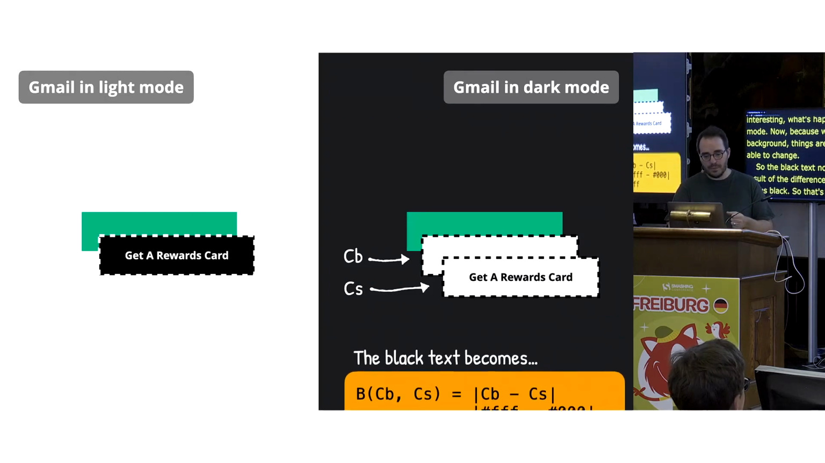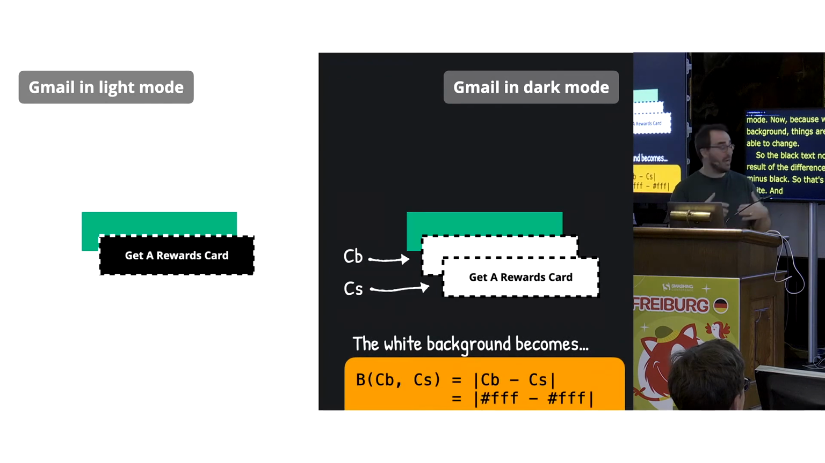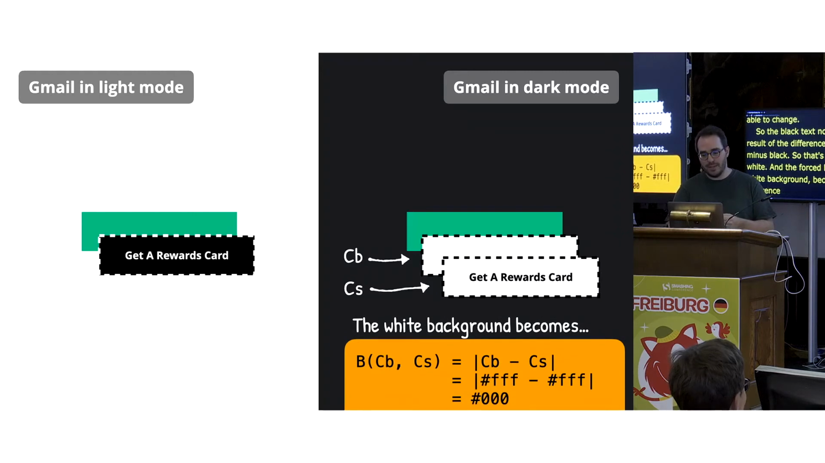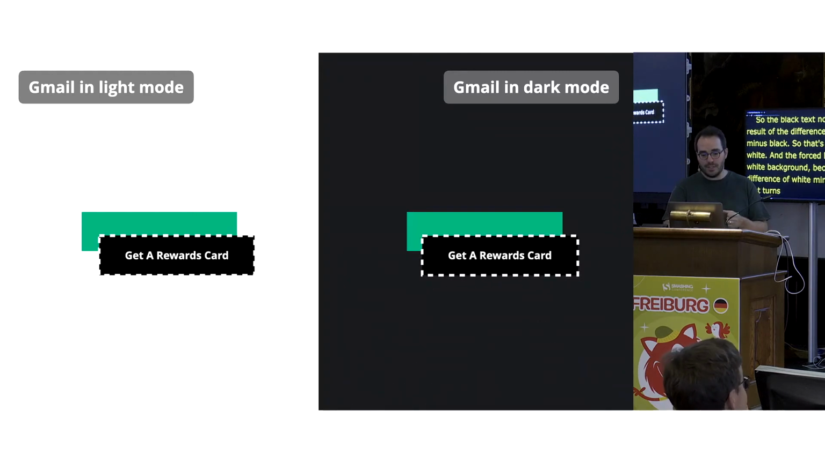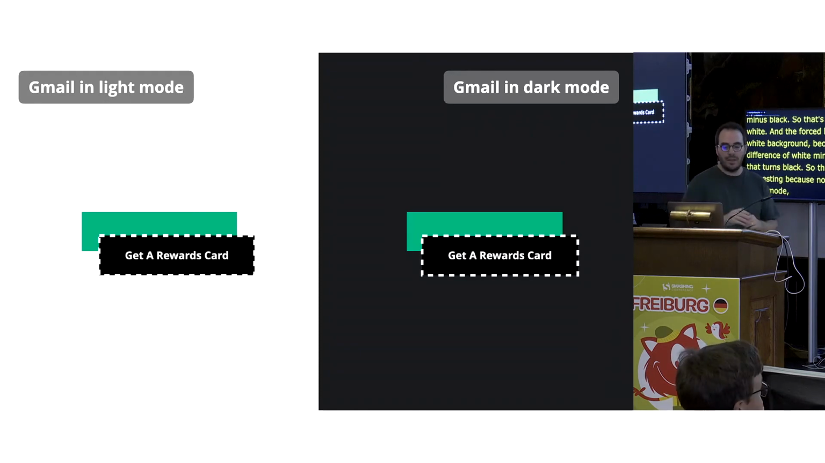And for the background, the white background becomes the difference of white minus white. So that turns black. This is really interesting because now, just with this blend mode, we are able to get to the same result in both viewing conditions. Both in light and dark mode, we just have this button with white text on a dark background. So now we need to apply a second blend mode so that our button will be able to stay white text on a green background.